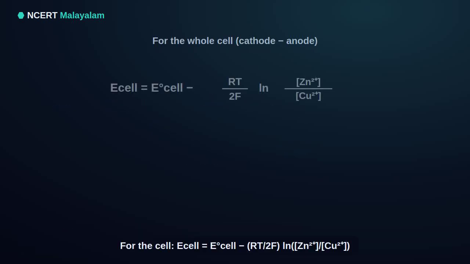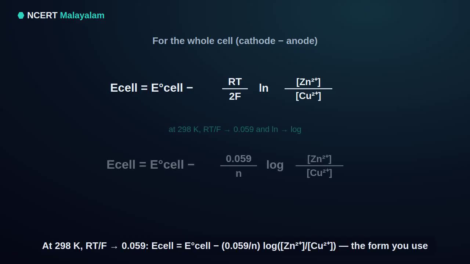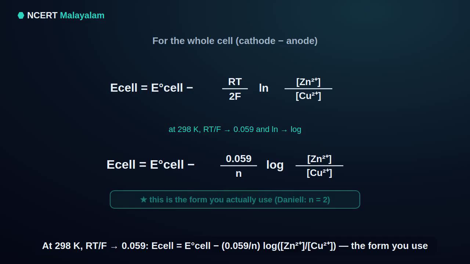For the whole cell, taking cathode minus anode, the Daniell cell gives E cell equals E standard cell minus RT over 2F times the natural log of zinc 2 plus over copper 2 plus. But at 298 Kelvin, RT over F becomes 0.059 and the equation becomes E cell equals E standard cell minus 0.059 over n times the log of zinc 2 plus over copper 2 plus. This is the form you actually use.